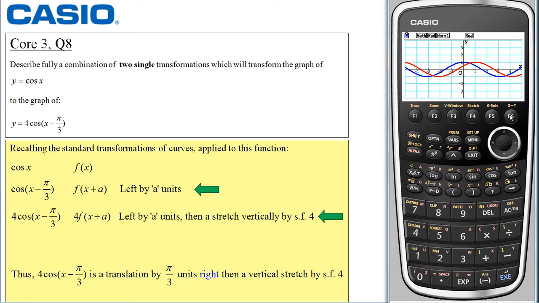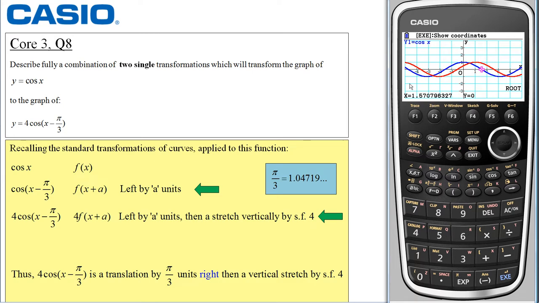Pi by 3 as a decimal is 1.04719 and so on. It's worth noting that what I'm going to do is look at the roots of y equals cos x and then the roots of y equals cos of x minus pi by 3 and see if they differ by this amount. So if I use F5 for gsolve and F1 for root, you can see the blue curve, the original one, y equals cos x, is flashing. So if I select execute, and I scroll to the right to this root here, 1.5707, etc. That's actually pi by 2.